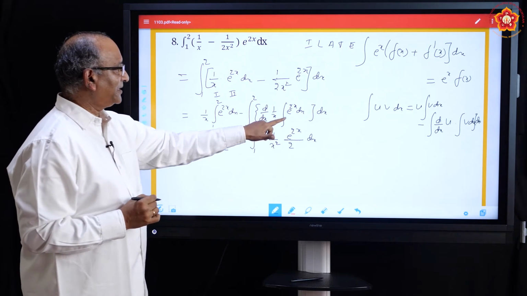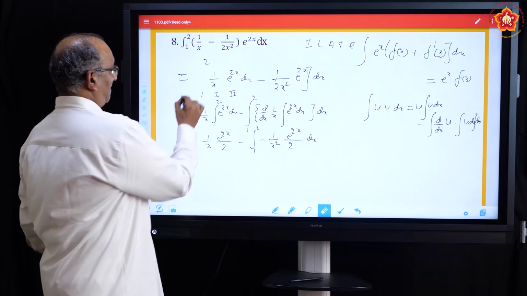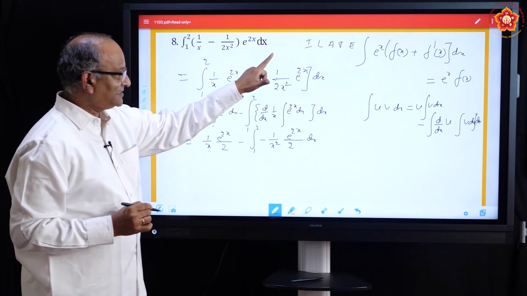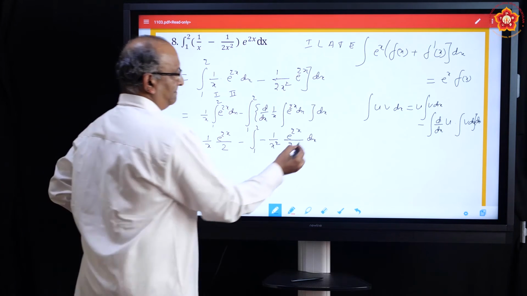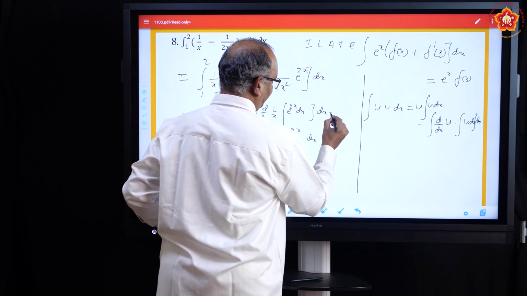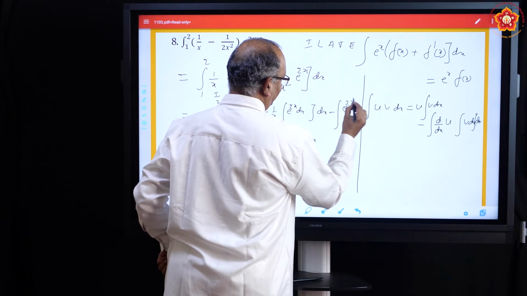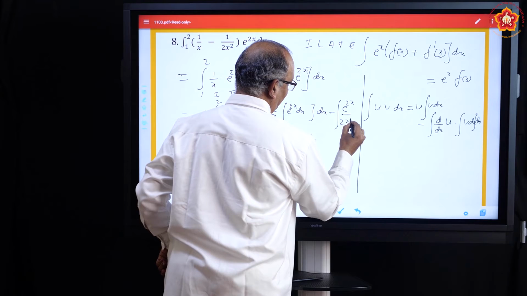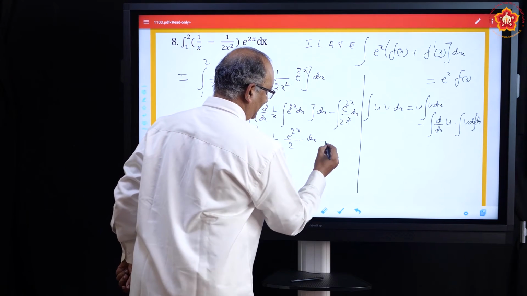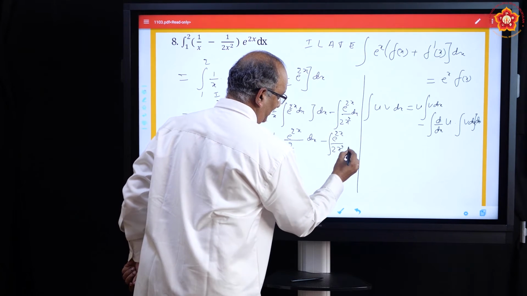Remember, while writing this particular step, we have integrated only the first part. The second one still remains. What is the second one? It is minus integral of e to the power 2x by 2x square. That you have to keep writing. Minus integral of e to the power 2x by 2x square dx.